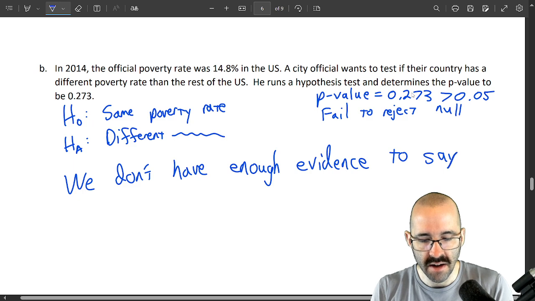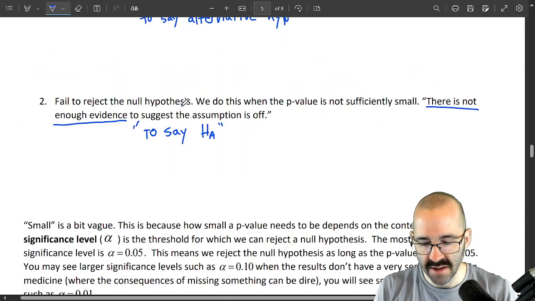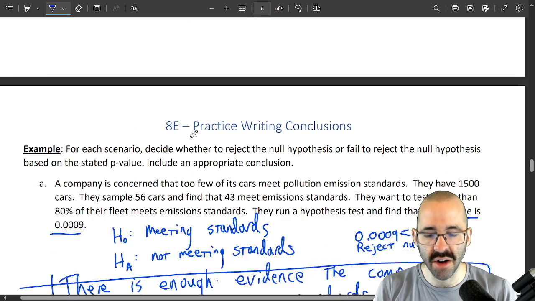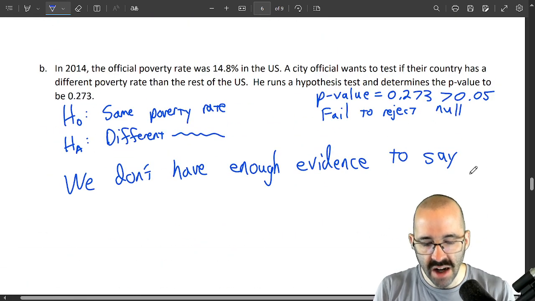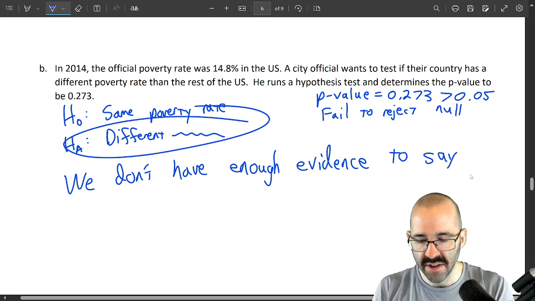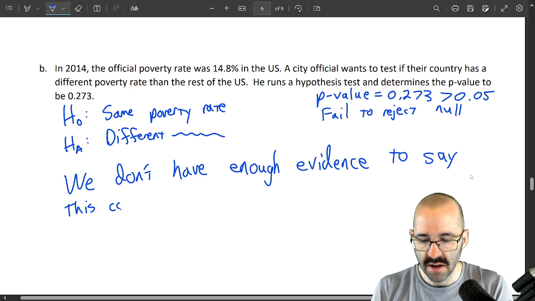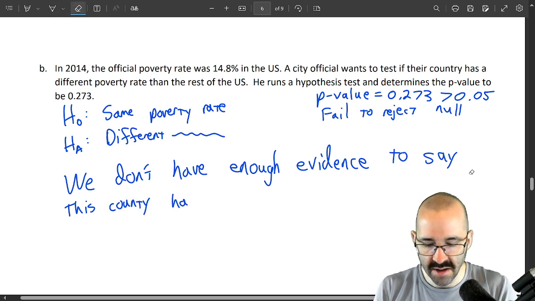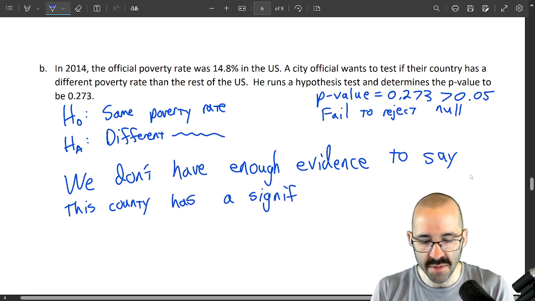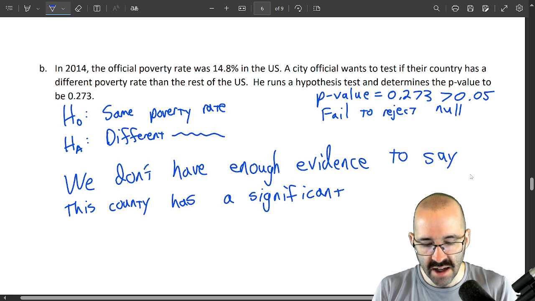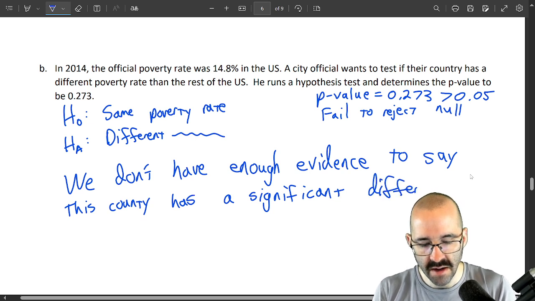So we don't have enough evidence to say, again, remember what it is. If the p-value is not small enough, the p-value is bigger, there is not enough evidence for the alternative hypothesis. So we do not have enough evidence to say this county has a significantly different poverty rate. Or has a notably different, whatever word you want to use. This is more the statistics word. Has a significant difference in poverty rate.